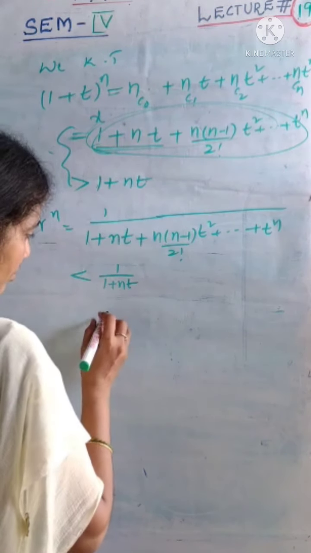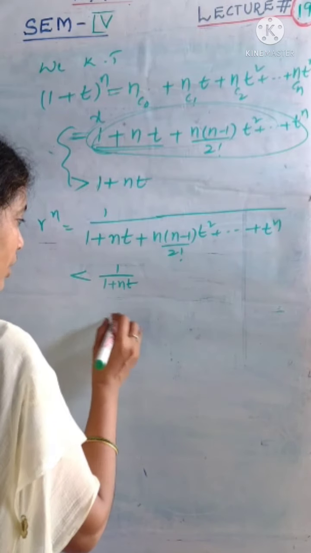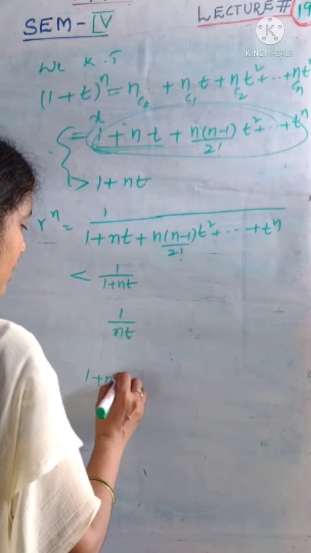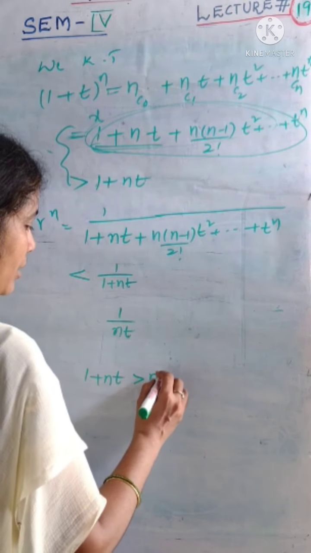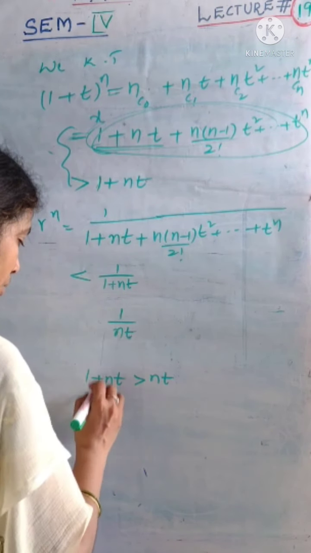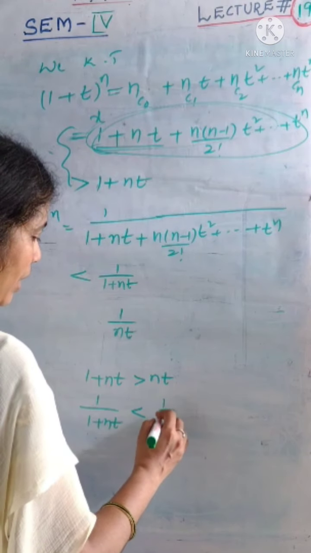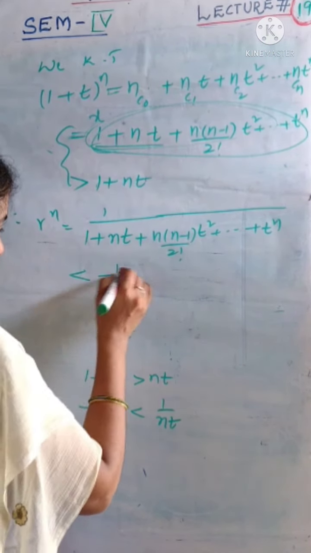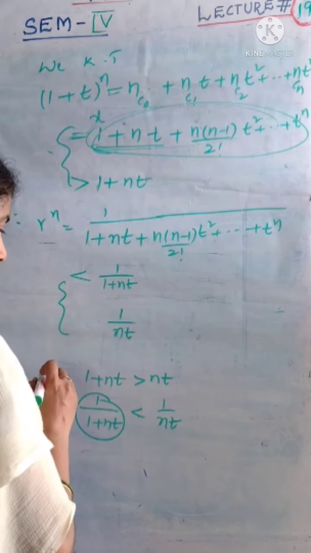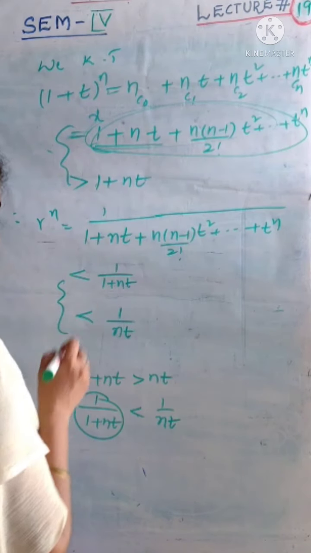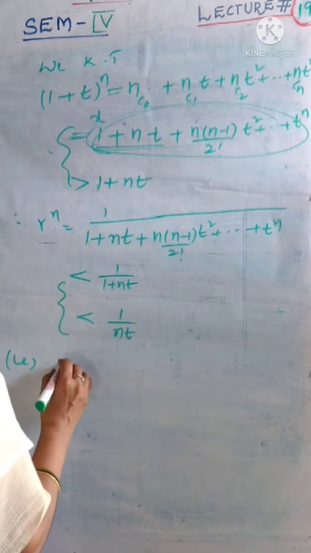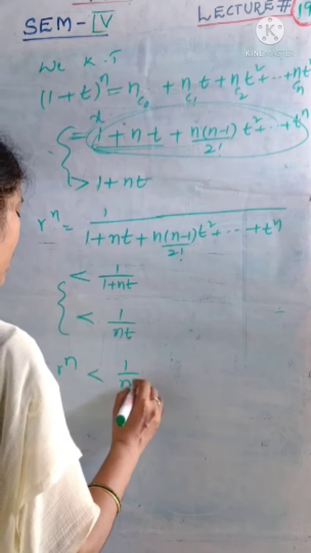Now, taking minus 1 on this equation, 1 by nt. 1 plus nt is obviously more than nt, you know that. By reciprocal, 1 by (1 plus nt) is less than 1 by nt. From this, write the relation here. What is this value? It is lesser than 1 by nt. So this value is lesser than 1 by nt. That means r power n is less than 1 by nt.